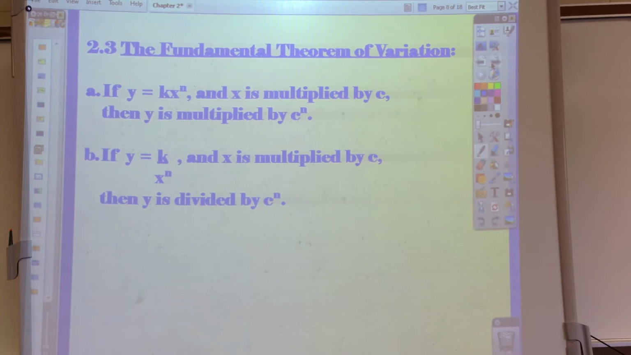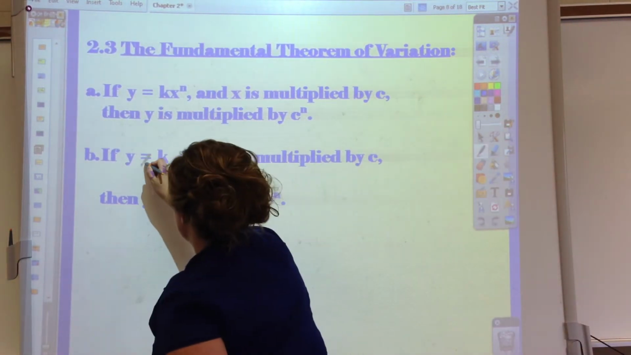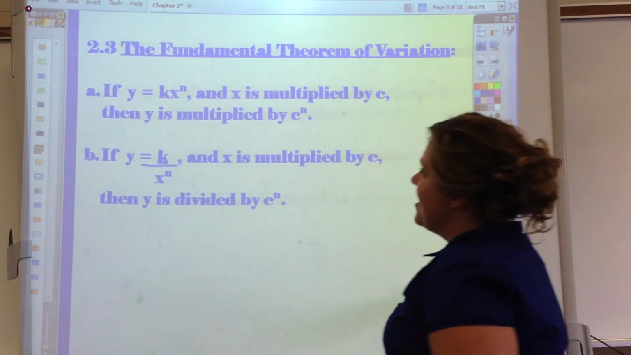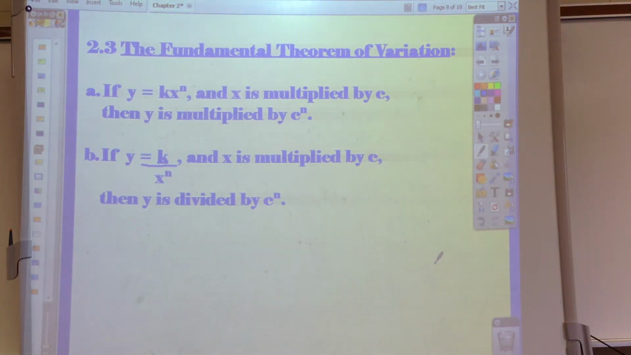If y varies inversely to x, let me make this fraction sign a little bigger. Y varies inversely to x to the n by some factor of k. If x is multiplied by c, then y is divided by c to the n.